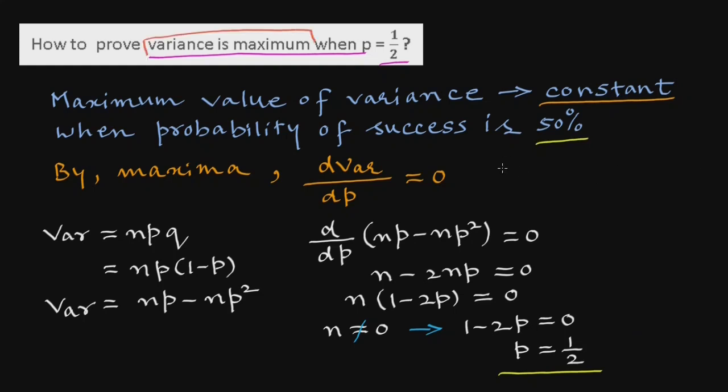In the previous problem, p is half and variance is 0.75. Now for any other value of p between 0 and 1, variance will be less than 0.75, which you can verify for yourself.